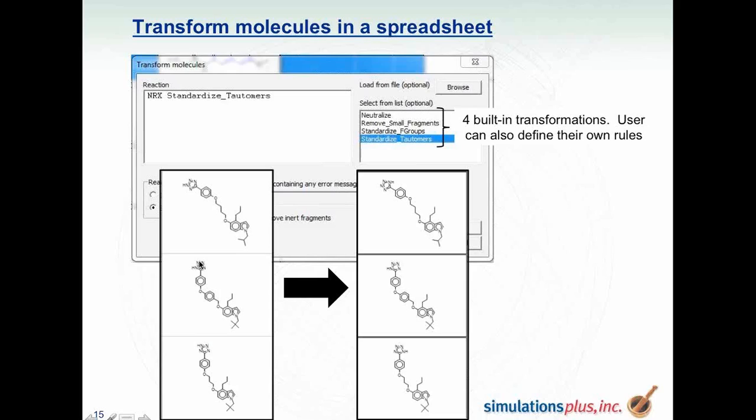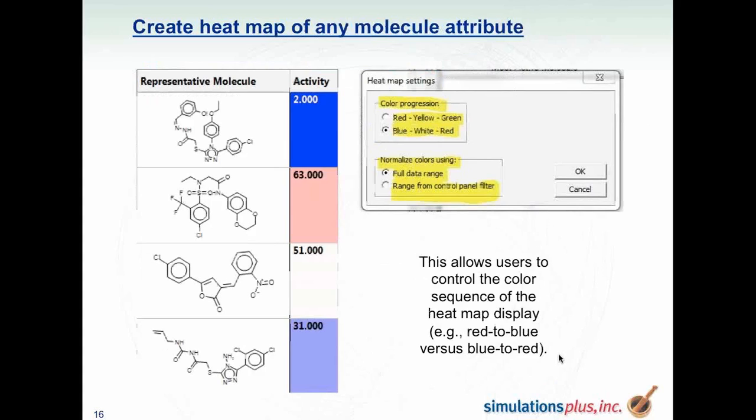So you can standardize all of this, and in this case, all these hydrogens are close to the phenyl ring, if that's the tautomeric form that you like. So you have the option of creating that uniformity as well.